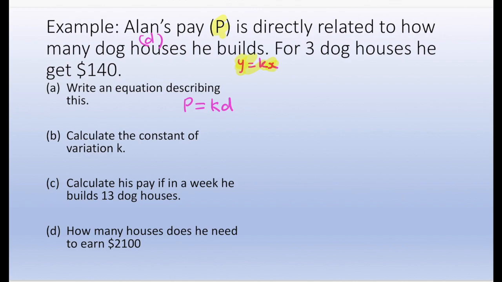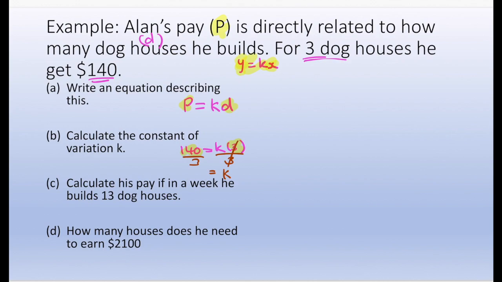Find the constant of variation k. Well, how many dog houses? For 3 dog houses, he gets $140. So I'm going to go, he gets paid $140. We don't know what k is when he builds 3 dog houses. So now I need to solve for k. So divide by 3, divide by 3. Oh yeah, by the way, this 140 is just the pay, dog houses is 3. So k equals 140 divided by 3.